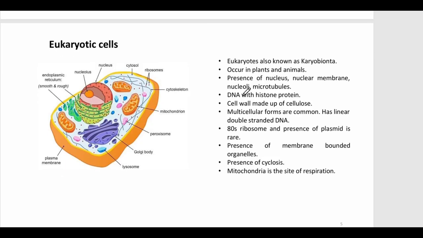Now let's move towards the eukaryotic cells. The cell wall in the eukaryotic cells is made up of cellulose. Cell wall is made up of cellulose in case of eukaryotic cell. Eukaryotes have the proper true nucleus, so they are also known as the karyobionta, while the prokaryotes were called the eukaryobionta. These occur in the plants and animals.